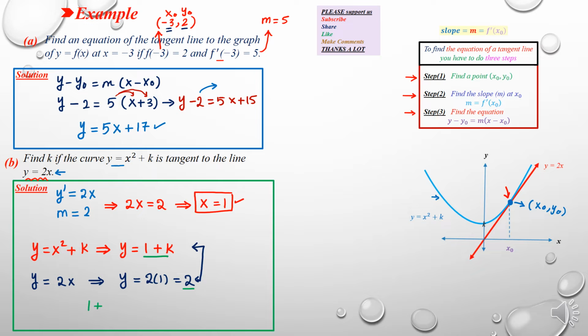You have 1 plus k equals 2, and solve this linear equation by moving 1 to the right hand side. You will get k equals 1. So this is the value of k that makes y equals 2x a tangent line for the given curve.